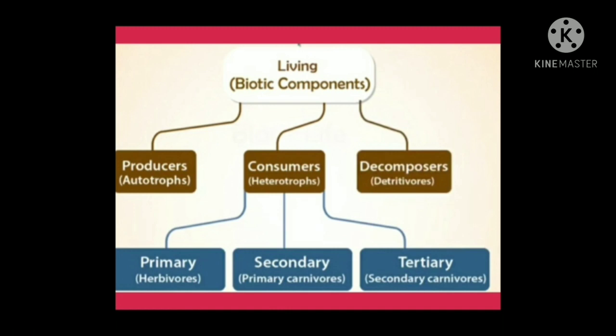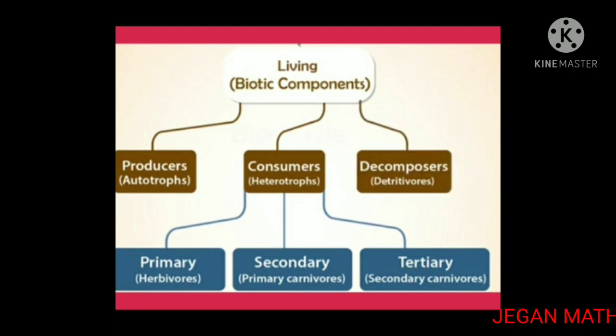Producers are also called autotrophs, consumers are called heterotrophs, and decomposers are called saprotrophs. Here, the plants are called the producers because they themselves prepare their own food.